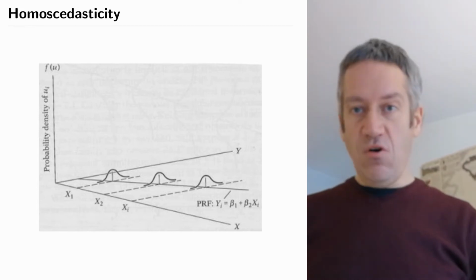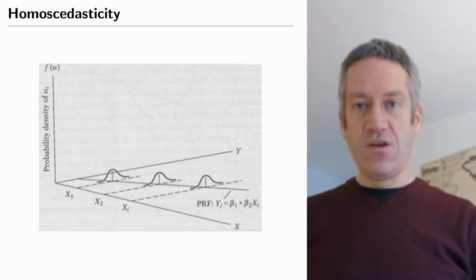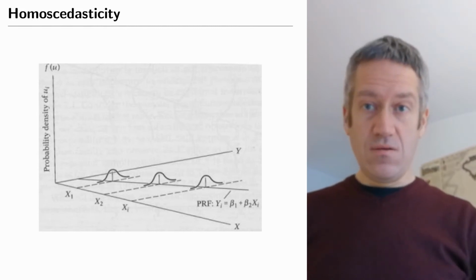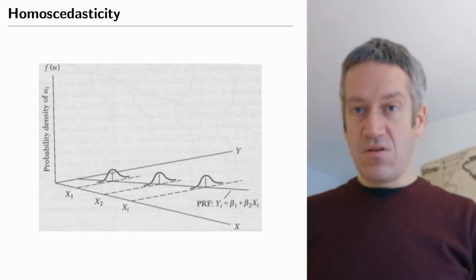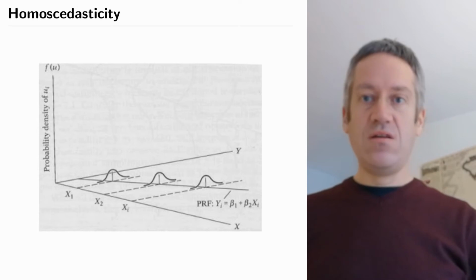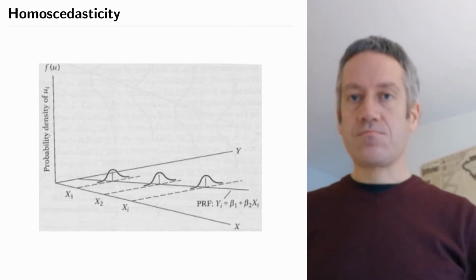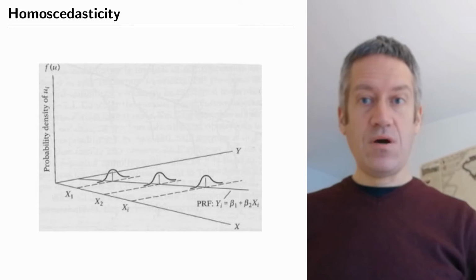So whether we have a low value of x or a high value of x, a low value of y or a high value of y, if we look at the associated predicted value, the associated regression line, then the variance of the error term around that line should be constant. This is something we say about the model. It's not about the residuals in our sample, it's about the model in the population. So we are assuming homoscedasticity.